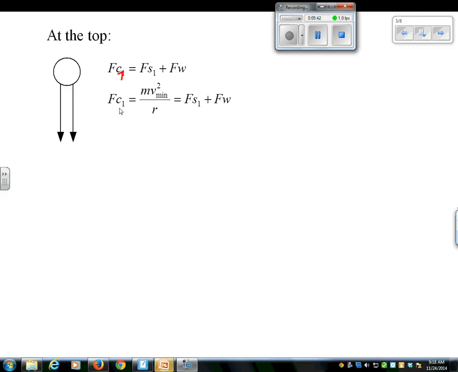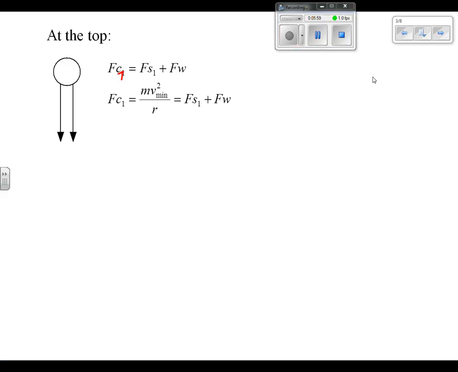And that centripetal force is made up of, the centripetal force is mv squared over r. I'm going to put v min there because we're talking about the velocity at the top. And here I just basically plug that in between there, right? Okay, so let's do some more substitution here.